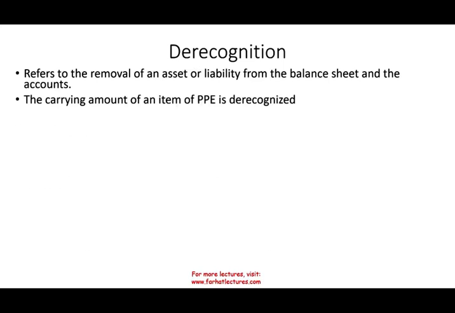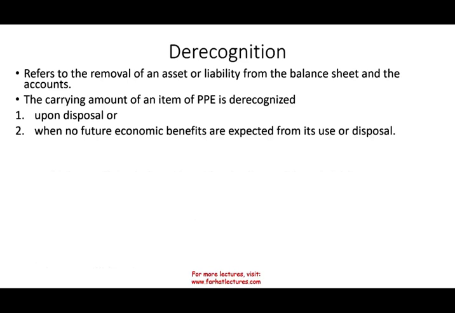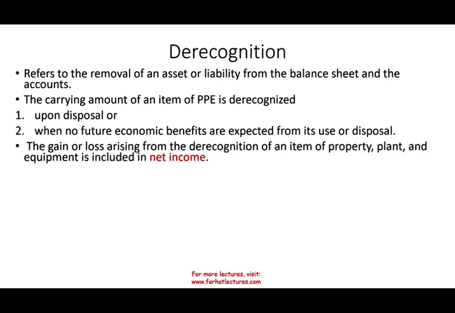So the carrying amount of an item must be derecognized, taken out, when you dispose of it, sell it, exchange it, or when no future economic benefit is expected from its use. Basically you're no longer using it and you need to take it out. Any gain or loss arising from the derecognition of an item is included in net income. We talked about that when we did an exchange earlier. If we dispose of it and get more than the book value, we have a gain. If we get less than the book value, we have a loss.